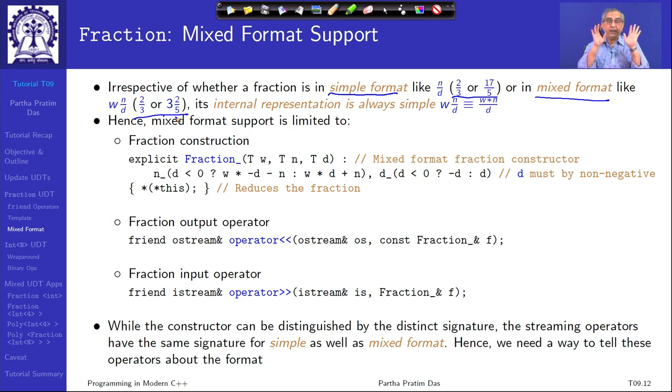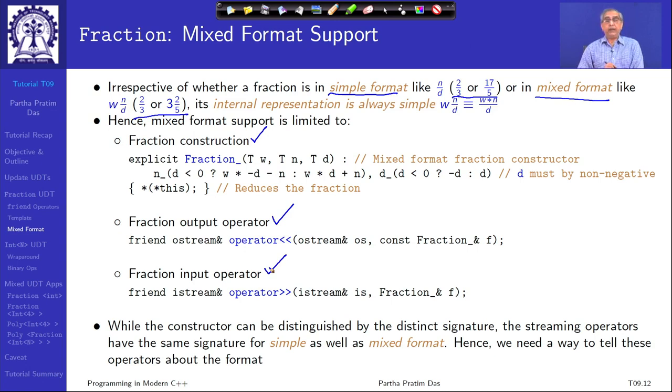So, therefore, there are three places where the changes are required. One is for the mixed format construction, I need a separate constructor which can take 3 arguments now, including the whole number part. I need to change the output and input operators, because they will take input by reading or print out the output in a mixed format of the fraction.